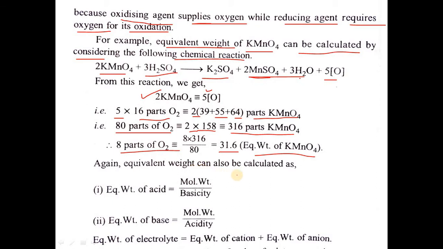Again, equivalent weight can also be calculated as: the equivalent weight of an acid is equal to molecular weight divided by basicity. The equivalent weight of a base is equal to molecular weight divided by acidity, and the equivalent weight of any electrolyte can be calculated by the summation of the equivalent weight of the cation plus the equivalent weight of the anion.